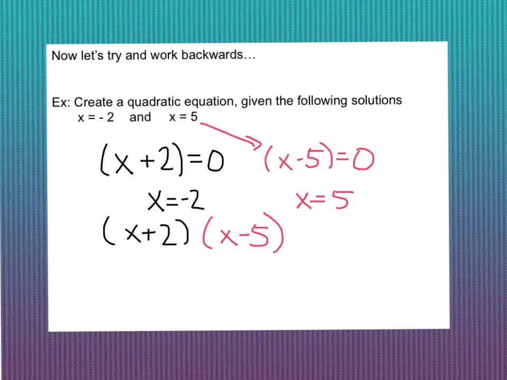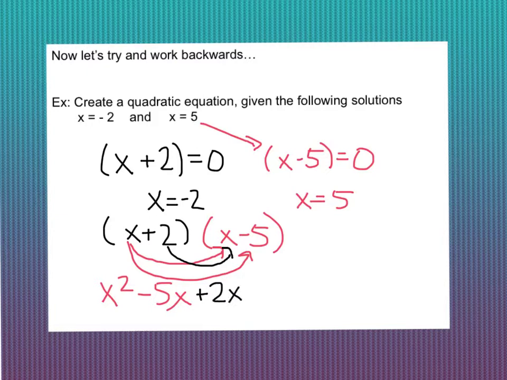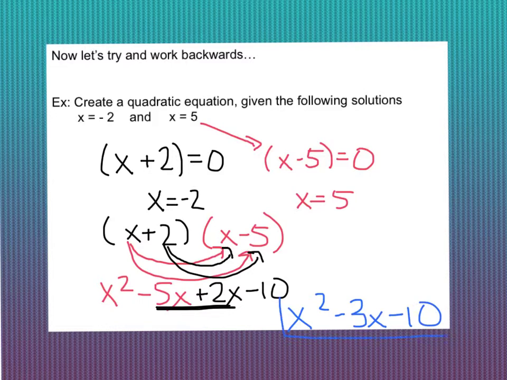But this is not a quadratic, it's just two binomials being multiplied to each other. So we'll have to use foiling or the box method to get our quadratic. So we get x times x, which is x squared. X times negative 5 is negative 5x. 2 times x is plus 2x, and 2 multiplied by negative 5 is negative 10. And then we will combine the two middle like terms, and our final quadratic would be x squared minus 3x minus 10. And this would have been the original quadratic equation given to us to get the two answers as x equals negative 2 and x equals 5.